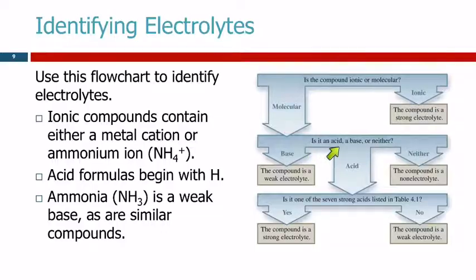So, is it an acid? If it's an acid, then you have to determine, is it a strong acid? There are only 7 of them. If it's a strong acid, it's a strong electrolyte. If it's not a strong acid, then it's a weak electrolyte. There are a lot more weak acids than there are strong acids. Well, what if it's not an acid?